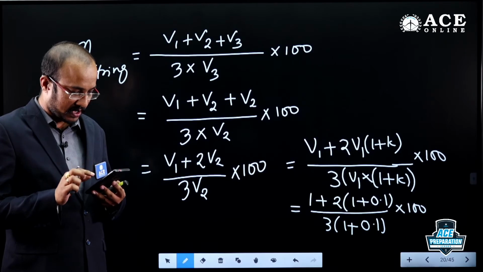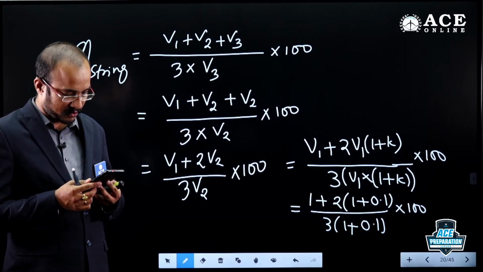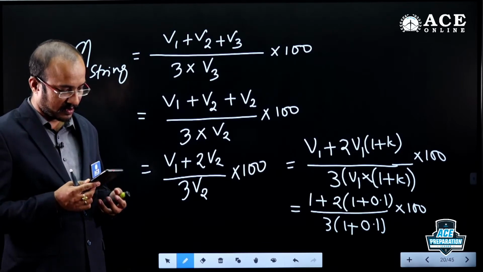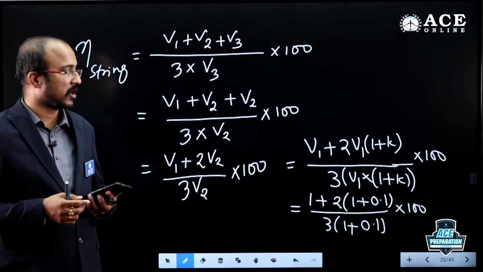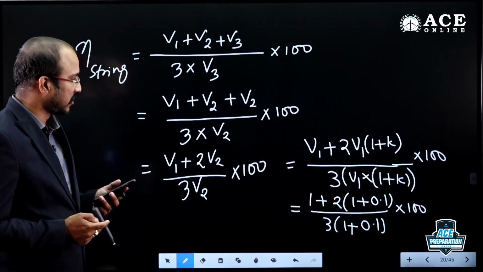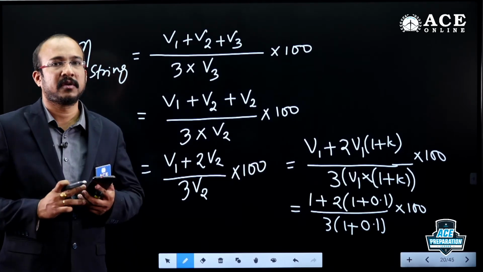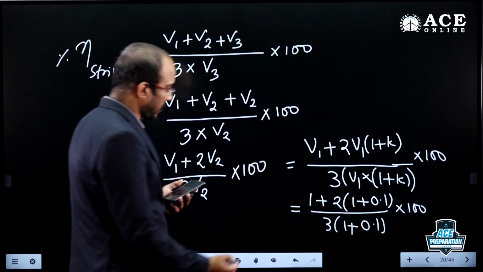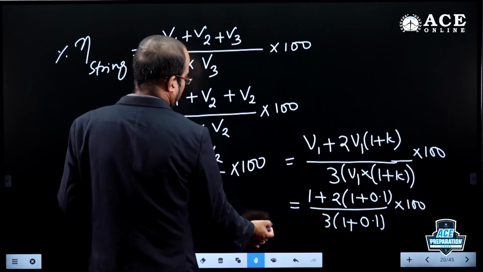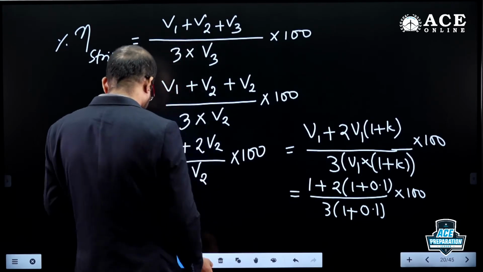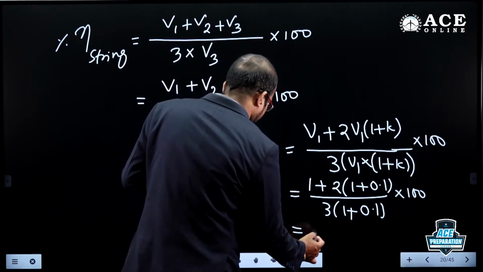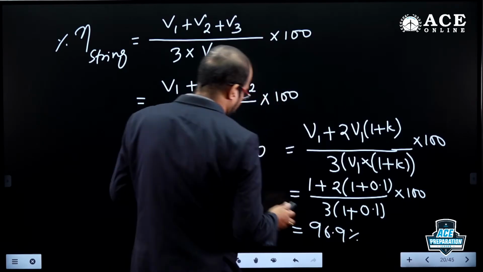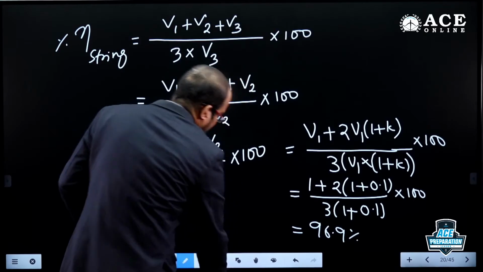By using the guard ring, he has improved the string efficiency. How much did you get? The string efficiency will be what? I think if you simplify this, you will be getting it as 96.9%, approximately 96.9%. Yes.